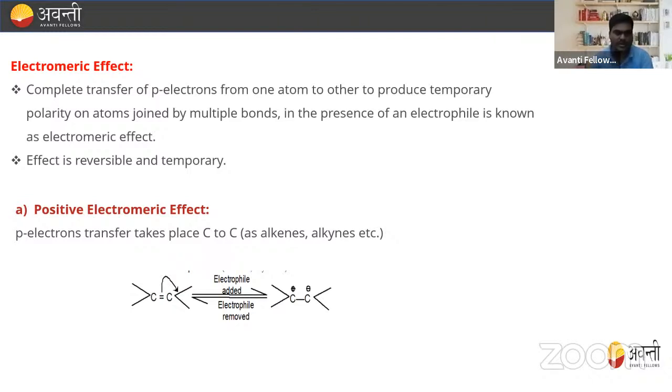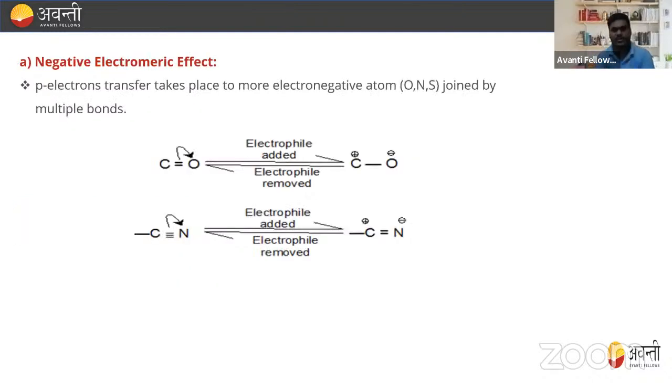So what is the positive electromeric effect? Basically, pi electron transfer takes place from carbon to carbon, as in alkenes, alkynes, etc. Here the electrophile is added and the electrophile is removed. If you add the electrophile, it will become C plus, C negative. If you remove the electrophile, it will become like this. So this will show the positive electromeric effect.